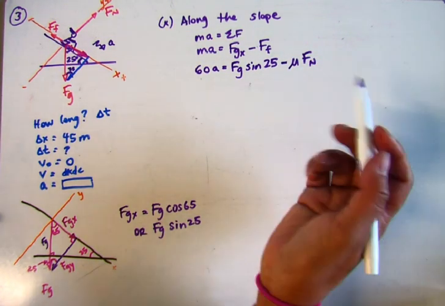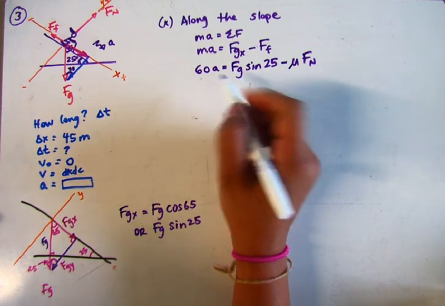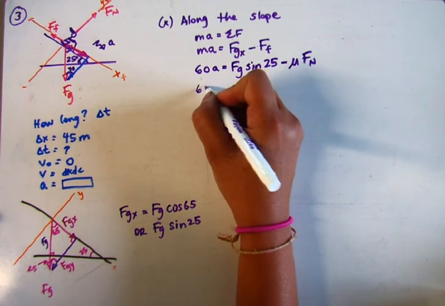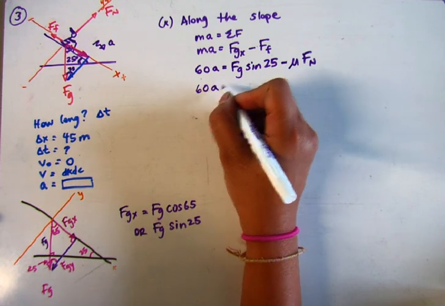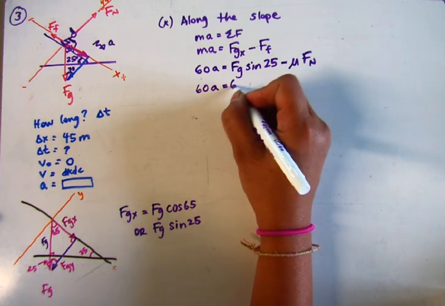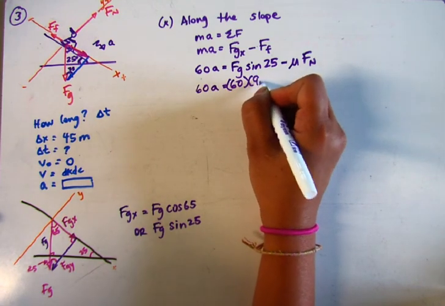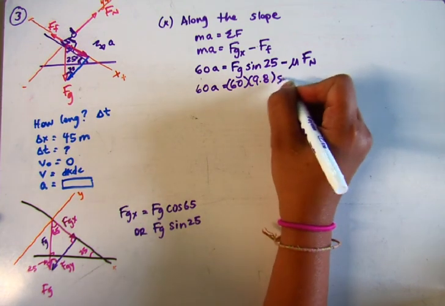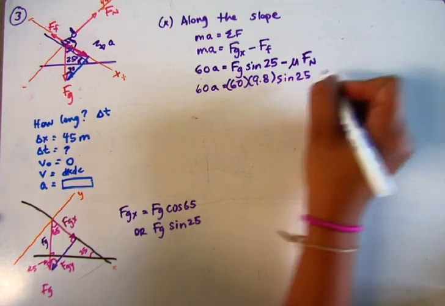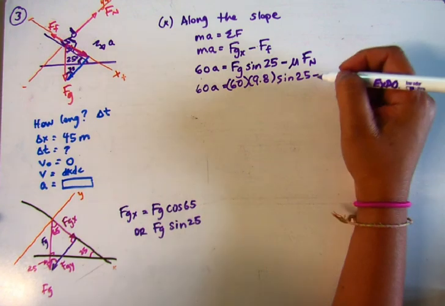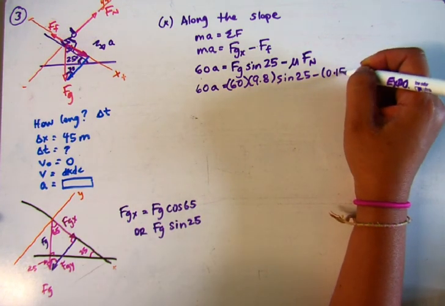All right, so what else do we know? Well, we have an expression for Fg. I can make this a little more drawn out. I can say 60A equals 60 times 9.8 sine 25 minus, now the mu is 0.15 Fn.